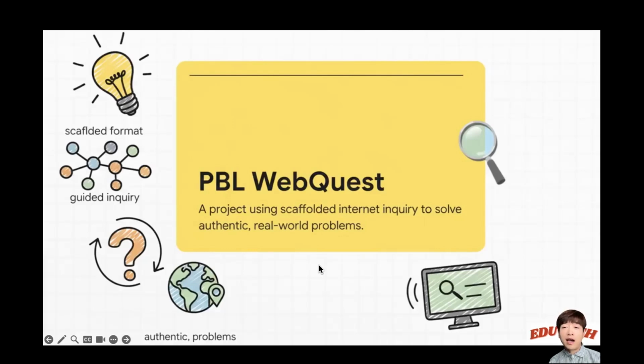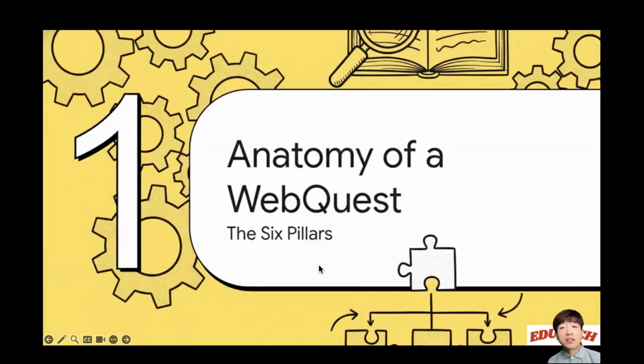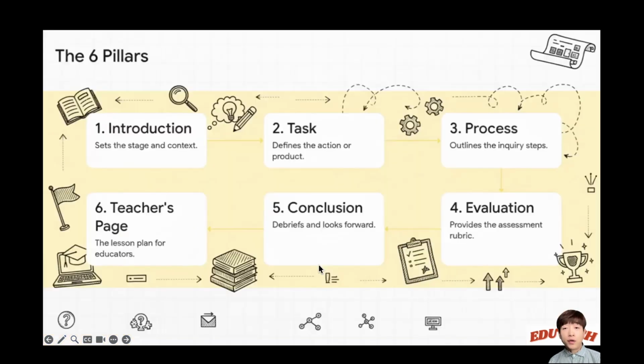Okay, to really get how this works, we need to pop the hood and look at the parts. Let's break down the essential anatomy of any really well-designed WebQuest. Every single WebQuest is built on these six pillars. You can think of this as a blueprint, right? You've got the introduction, the task, the process, evaluation, conclusion, and teacher's page. Each one of these plays a super specific and important role in guiding the students through their journey.